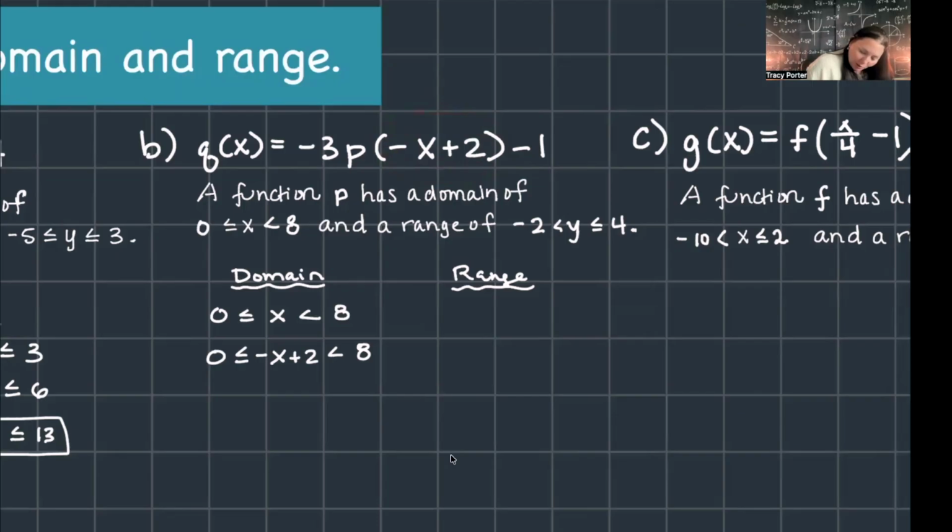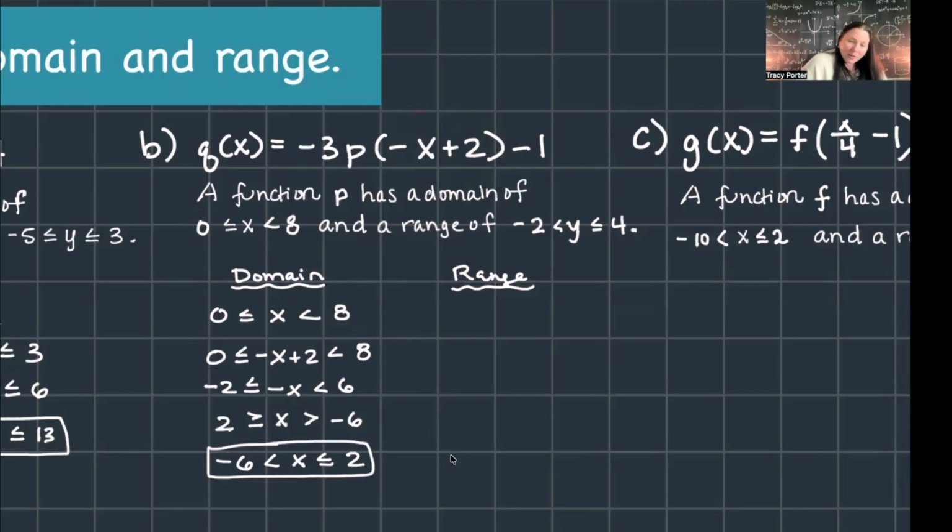So we can subtract 2 from everything. So you should end up with this. Now we're going to divide by -1. So what's going to happen is your sign is going to flip and it's going to look a little wonky, but we like the smallest number on the left. So I'm going to actually flip the entire inequality so that the smallest number is on the left. So our new domain will be x between -6 and 2, and it's not included here at the -6.